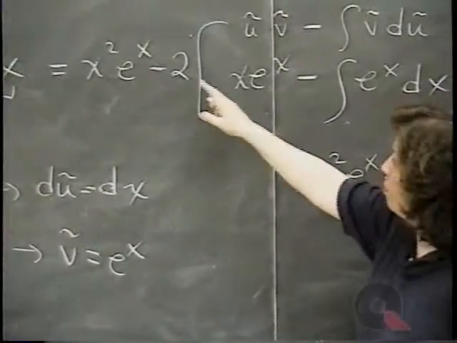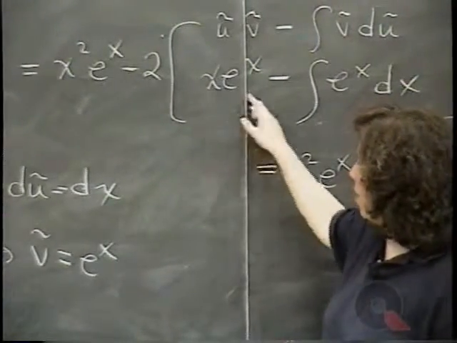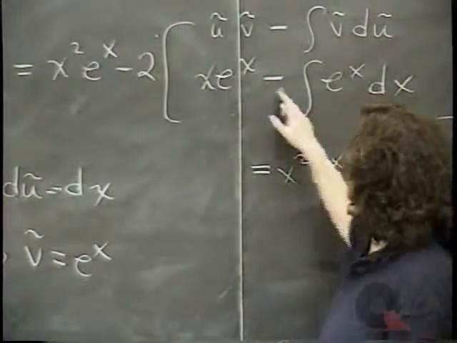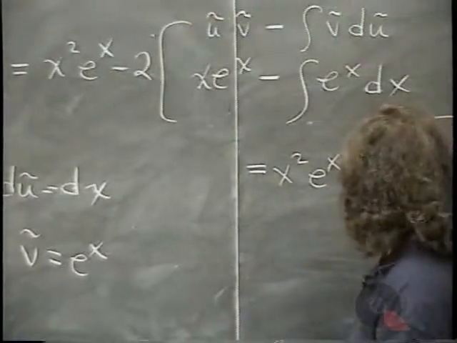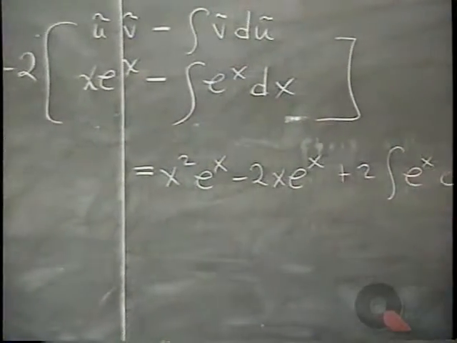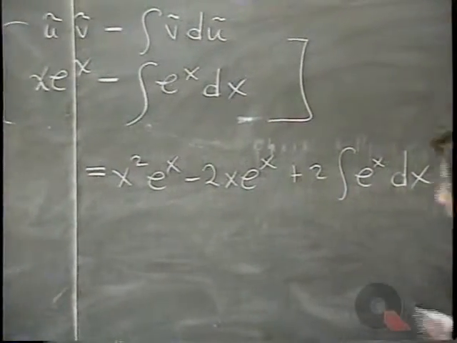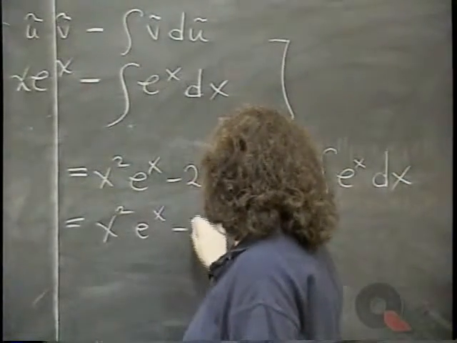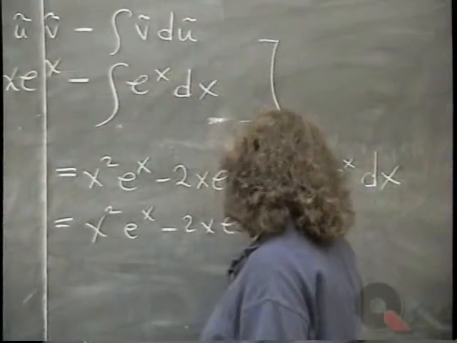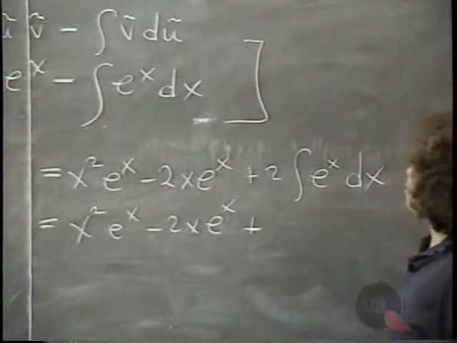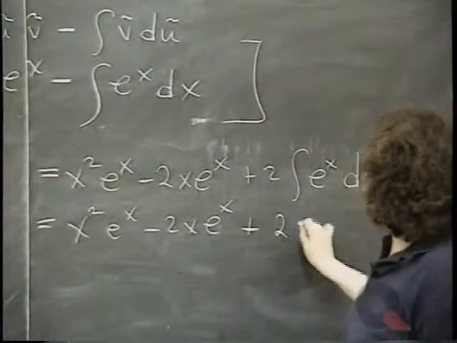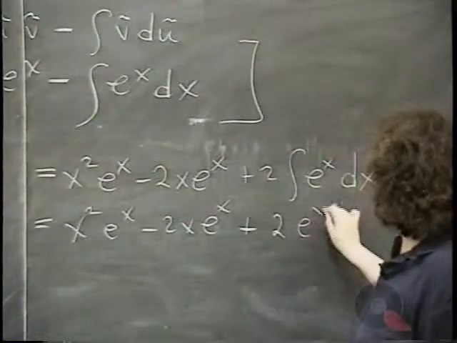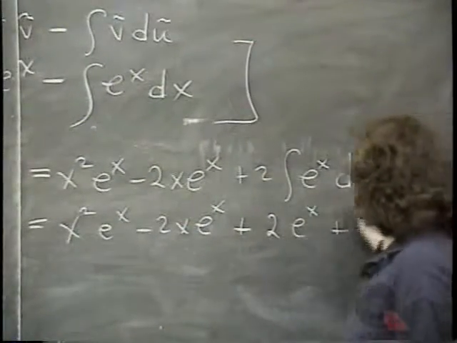So it's minus 2x e to the x minus 2 times minus this, so it's plus 2 times the integral of e to the x dx. And now we can simply finish this problem up. x squared e to the x minus 2x e to the x plus 2. Now finally, the integral of e to the x dx is e to the x plus c.